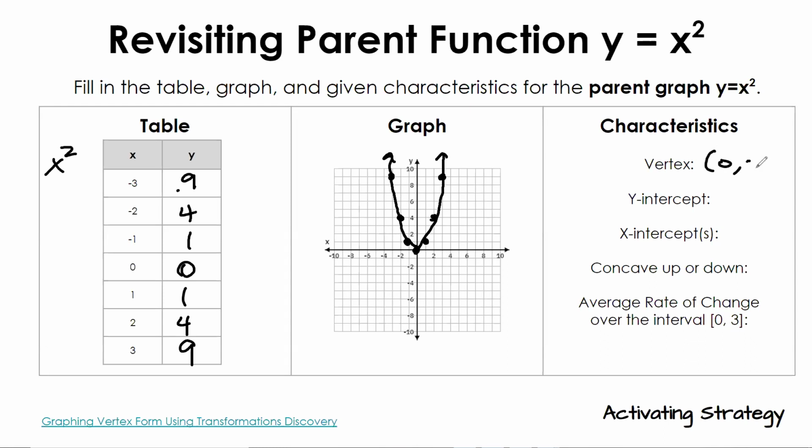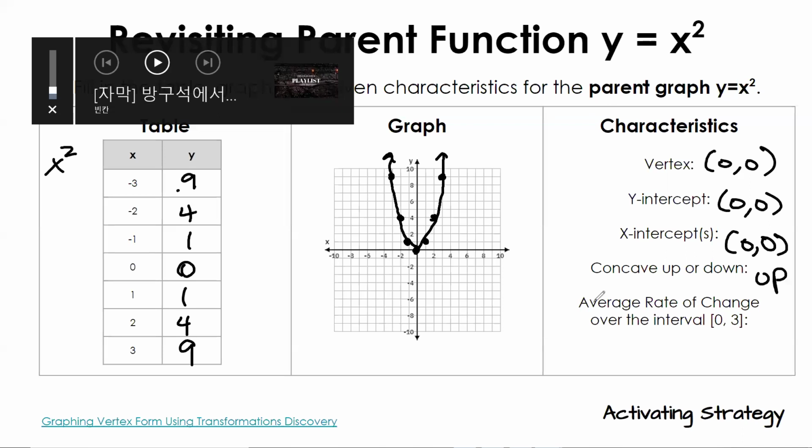The vertex for this guy is going to be (0, 0). The y-intercept is going to be (0, 0). The x-intercept is going to be (0, 0). It's concave up. And then we're going to talk about average rate of change. Average rate of change is just a fancy way of saying slope. You learned this back in 6th grade.